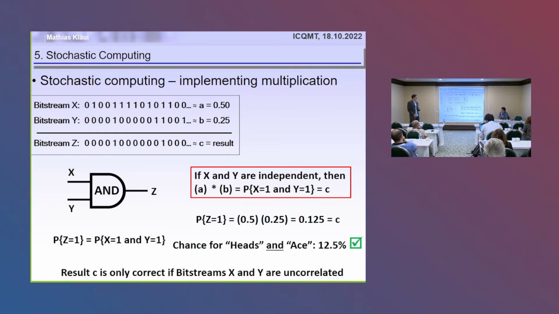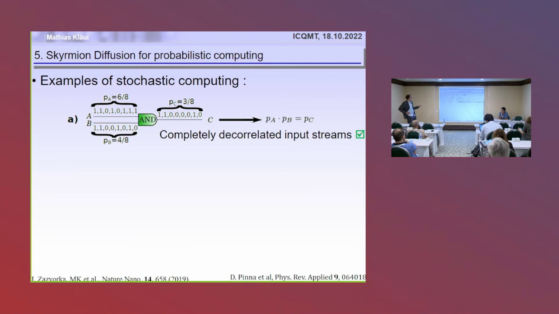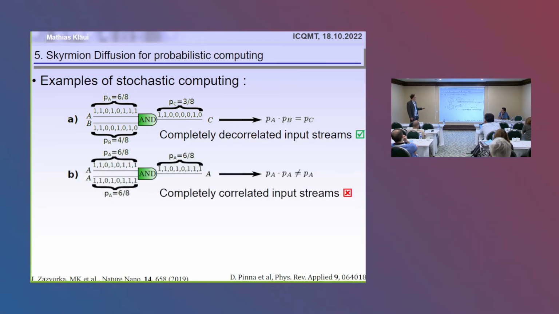Now what's the problem? The problem is the bit streams x and y have to be uncorrelated. So let me show you what this means. Here we have a bit stream that corresponds to 6 over 8: 1, 1, 0, 1, 0, 1, 1, 1. So we have 6 over 8, meaning 6 ones and 2 zeros. Here we have a bit stream that corresponds to 1 half. We have 50% ones and 50% zeros. And if we do the AND gate, 1 and 1 is 1, 1 and 1 is 1, 0, we get this one here, which is 3 over 8. That's completely correct. Half of 6 over 8 is 3 over 8. Now, we put in two identical bit streams, so fully correlated.